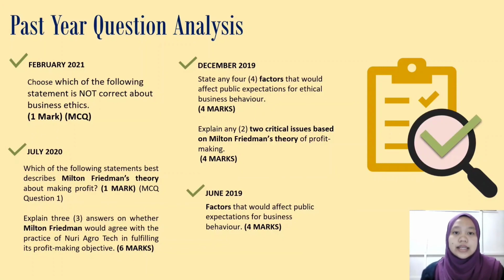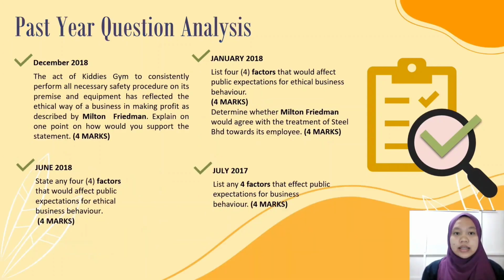Next, in December 2019, there are 2 questions on this chapter. One asks us about the factors that affect the public expectation for ethical business behavior, and another one asks for Milton-Friedman theory again. In June 2019, again, the factors that affect public expectation is being asked. Now we look at December 2018. The question is about Milton-Friedman theory. And next in June 2018, the factors that affect public expectation comes out again. In January 2018, both the factors affecting public expectations and Milton theory are being asked again. In July 2017, the question asked on the factors affecting the public expectation.